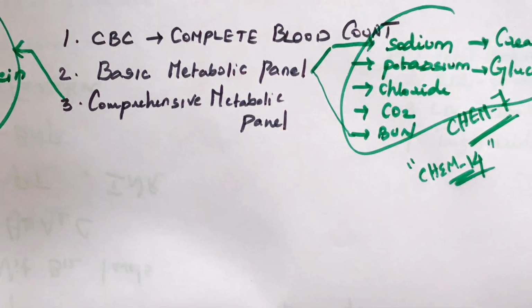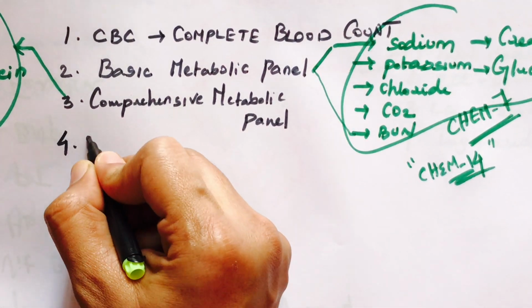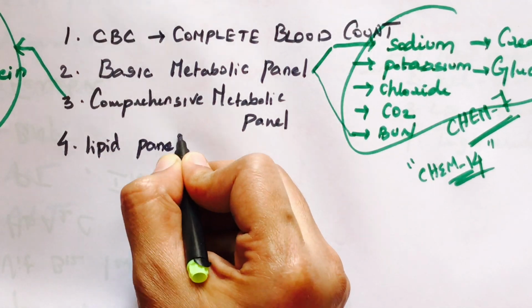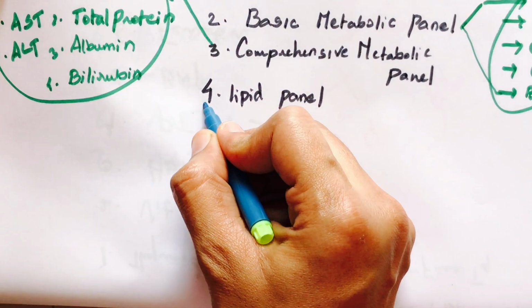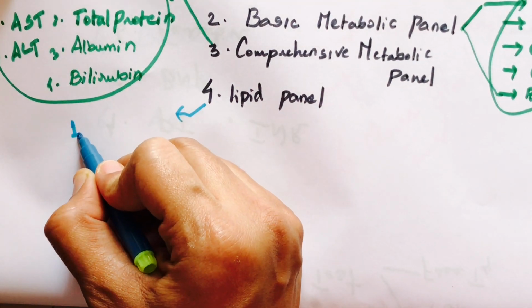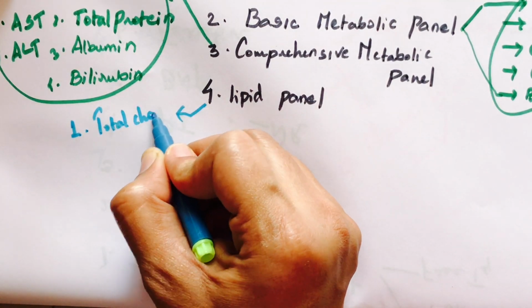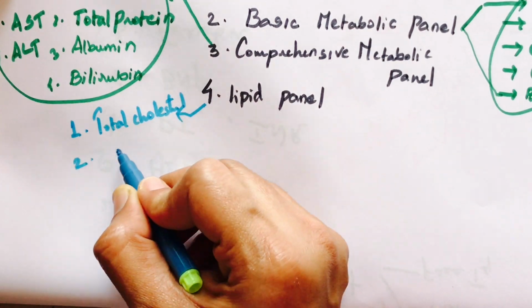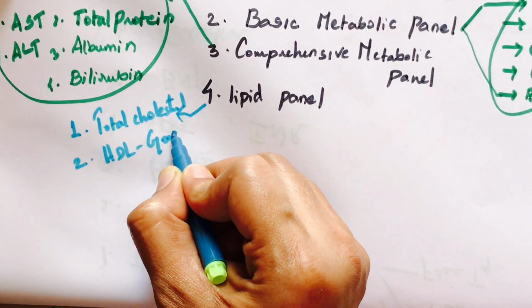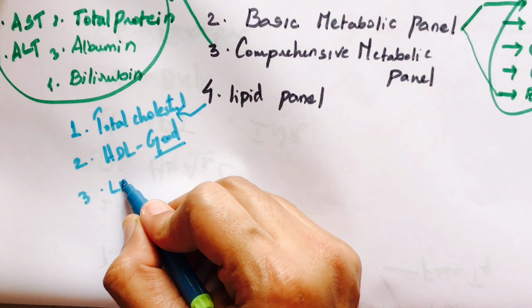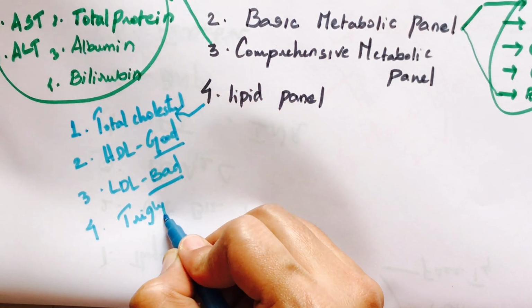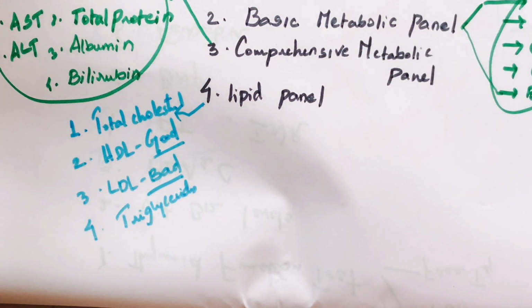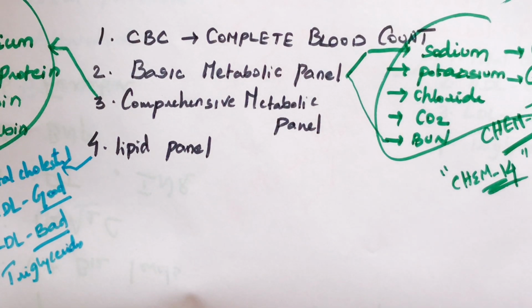Next comes the lipid profile. The test measures the different types of cholesterol, which includes total cholesterol, high density lipoprotein, low density lipoprotein, and triglycerides. This is usually used to evaluate cardiovascular risk.